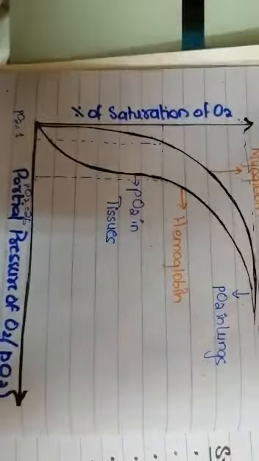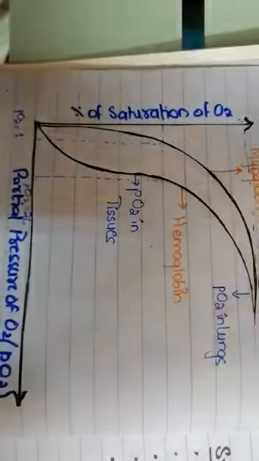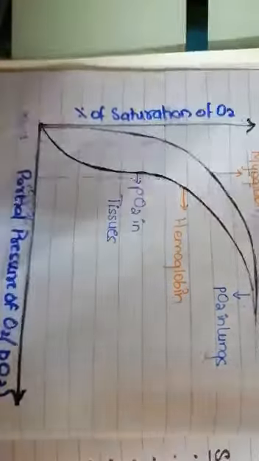Now coming to the allosteric factors that affect the oxygen dissociation curve and how they increase and decrease it. We will discuss that in the next part.